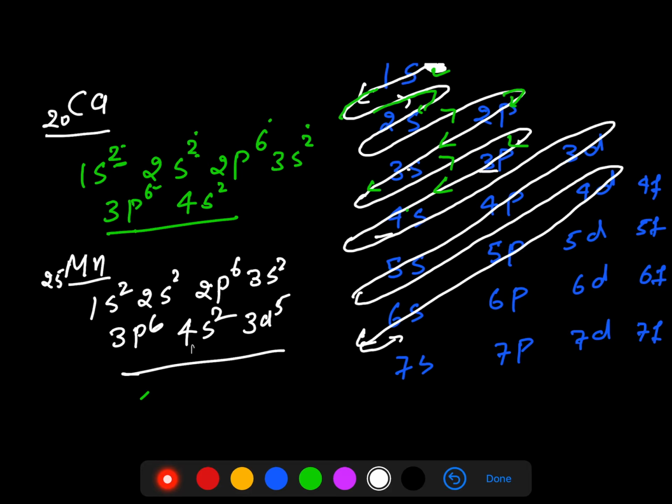So in the next lecture, we will be dealing with the application of electronic configuration. Where do we use electronic configuration? So we will see that it's quite interesting. The significance of electronic configuration is very, very interesting. So that we will be seeing in the next video lecture.